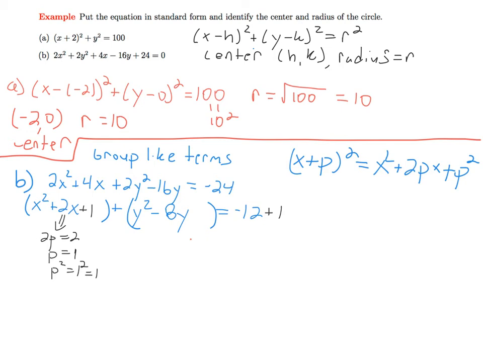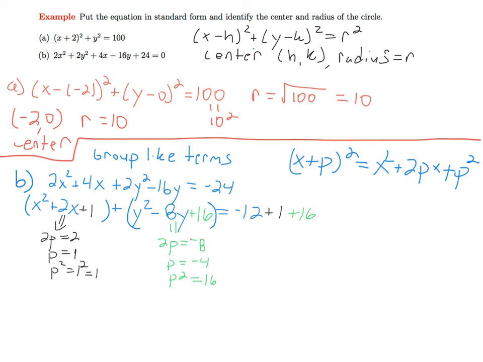So I'm going to add a 1 over here, and I'm going to add a 1 over here. And same story with the y terms. So here we see that 2p is equal to minus 8. So p is minus 4, and p squared is minus 4 squared, which is 16. So I'm going to add 16 to complete that square, and to keep this equation balanced, I'm going to add it to the left side, the right side as well.